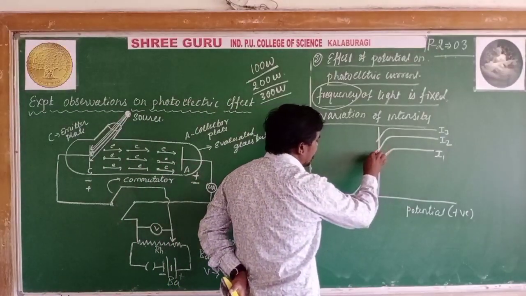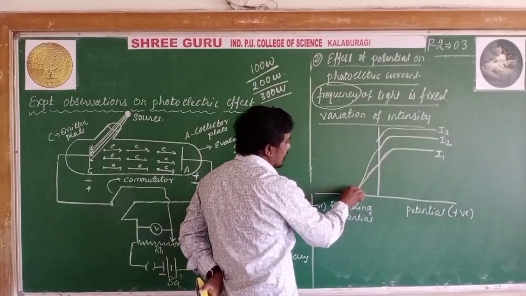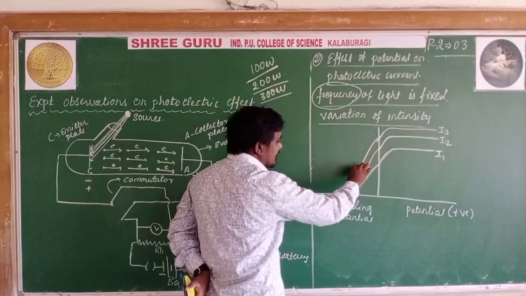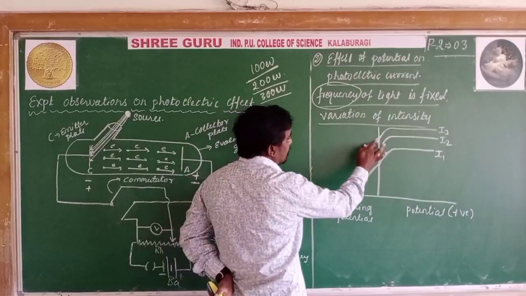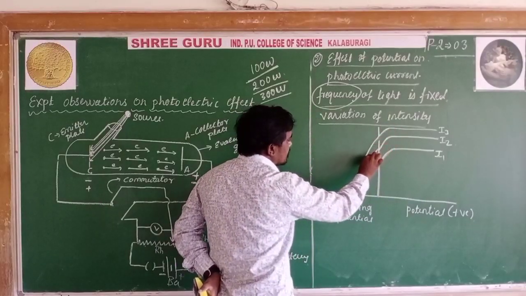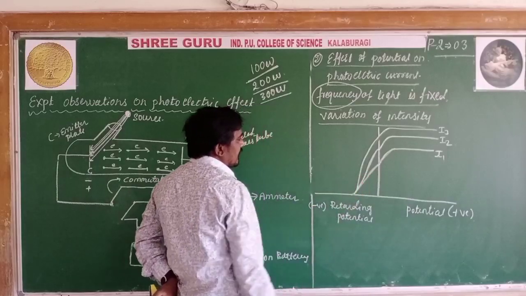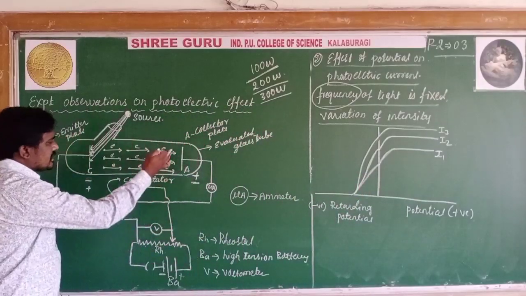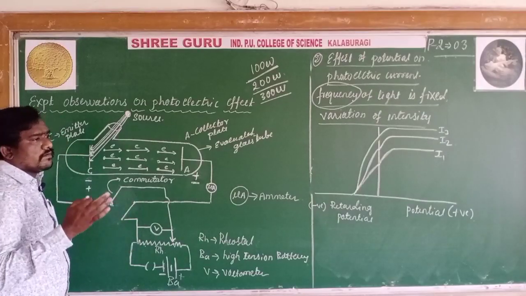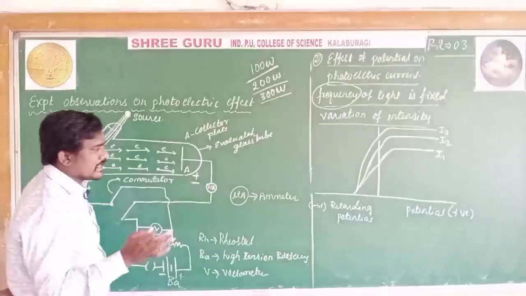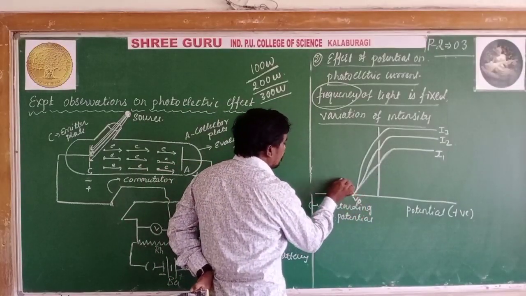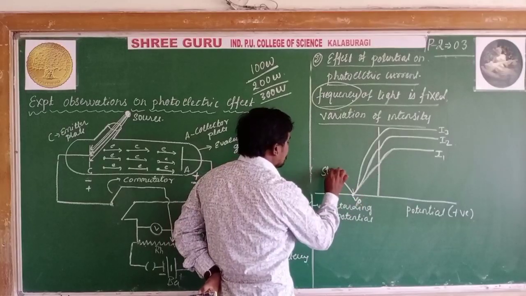Again for the lower intensity of light, it also decreases and goes to 0. At a particular instant, the negatively charged ions repel the electrons at this anode plate, and the photoelectric current goes to 0. At this particular point we call it V0, which we call the stopping potential.